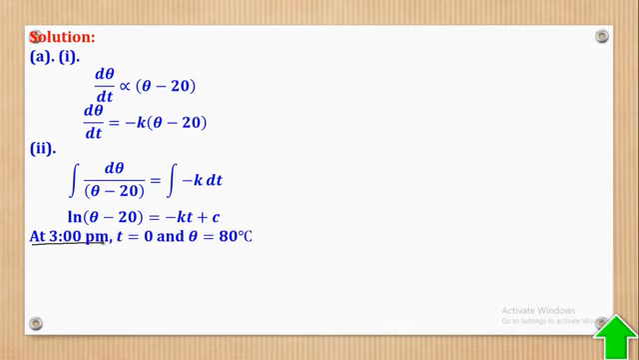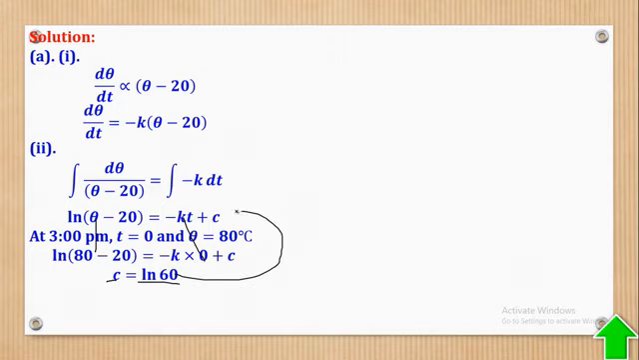So at 3 p.m., t is equal to 0 because that is the starting time to measure, and the temperature was 80 degrees Celsius. So we shall substitute for t and theta to come up with that. So t is there and theta is there. Therefore C is equal to ln 60. So now I've been able to get C. I'll substitute for C in that equation to come up with that.